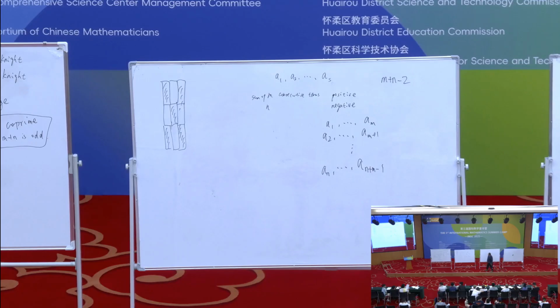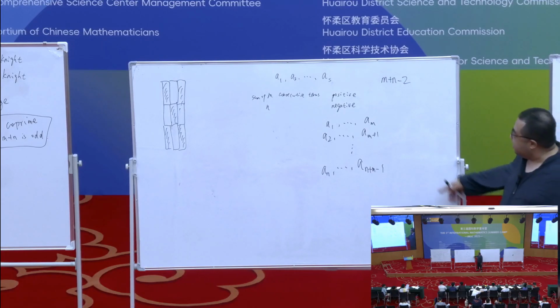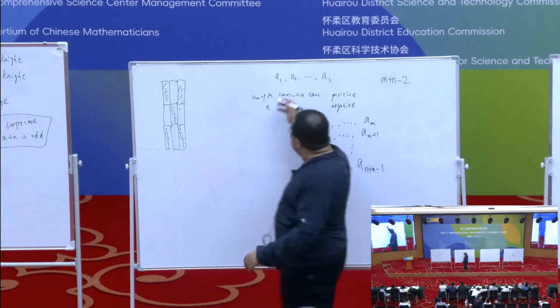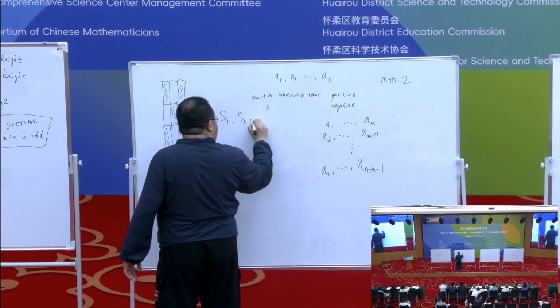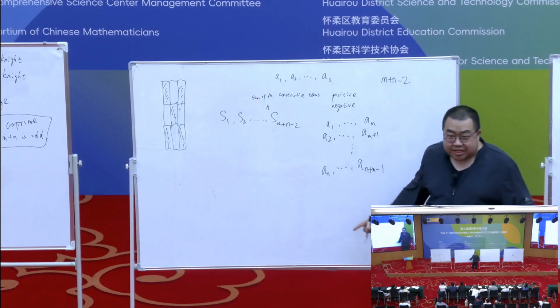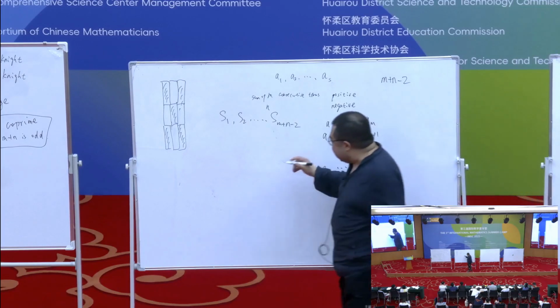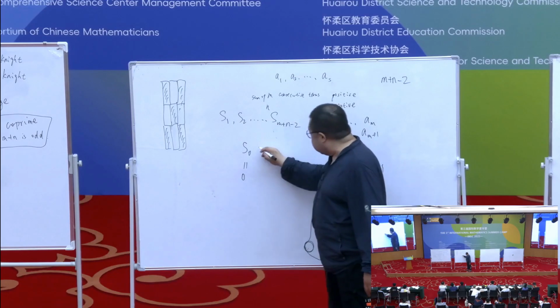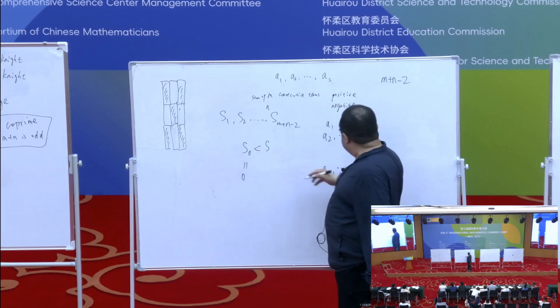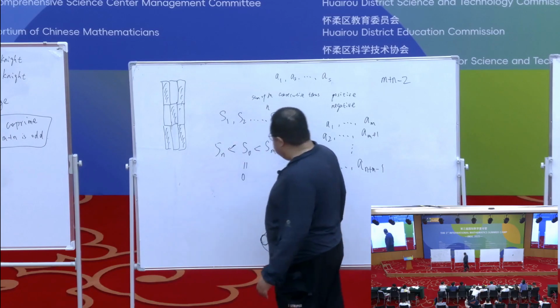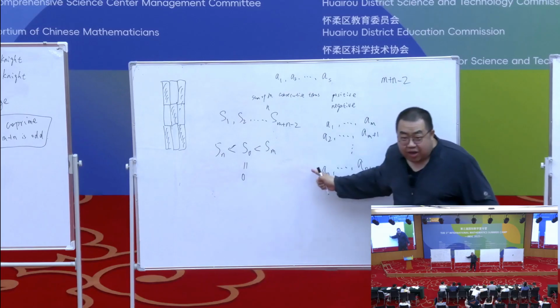Wait. It indeed works, because you can write out the partial sums S1, S2, up to S_{m+n-2}. Then let's see what the restrictions can be. S0 is 0. So S0 is smaller than Sm, but larger than Sn. Then you write them out.